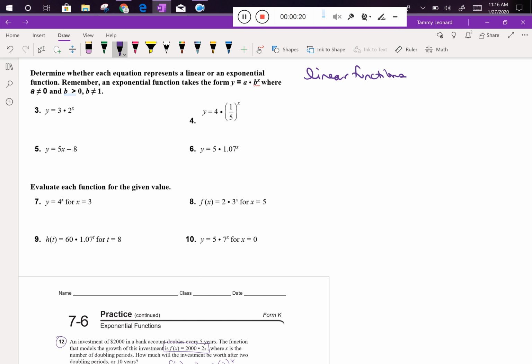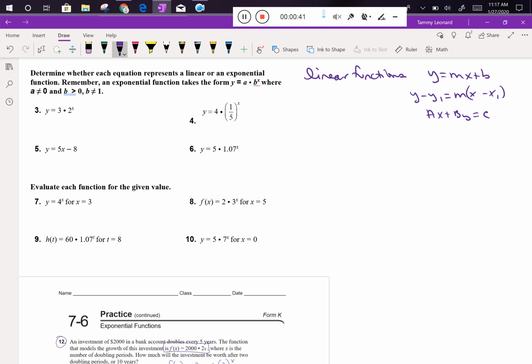We could have something that looks like y equals mx plus b. We could have y minus y1 equals m times x minus x1. Or we could have a standard form equation like ax plus by equals c. So if you look at an equation and it fits one of those forms, then it's probably a linear function.